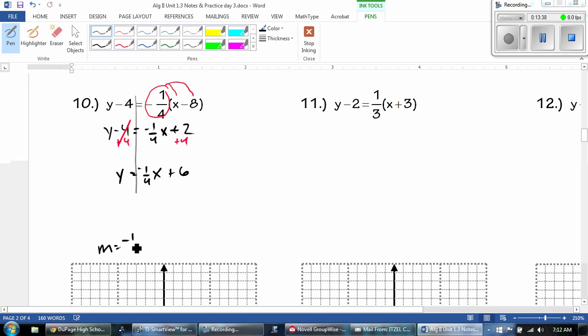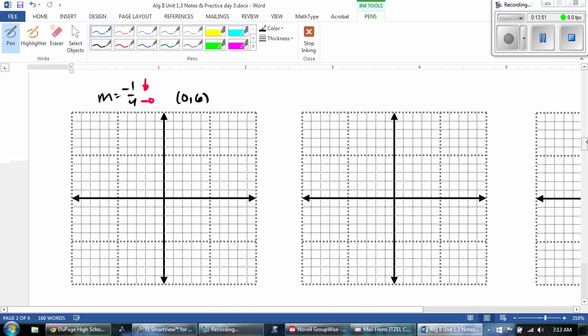Don't forget your negative. Okay, that slope means we're going down 1 and to the right 4, and our y-intercept is (0, 6). Okay, so at positive 6 is where we start. Down 1 over 4, down 1 over 4, and I'm going to go in the opposite direction. Okay, and then I'm going to connect the dots.